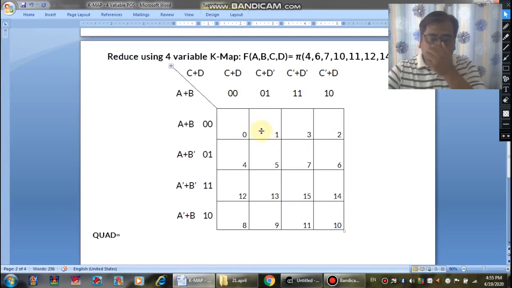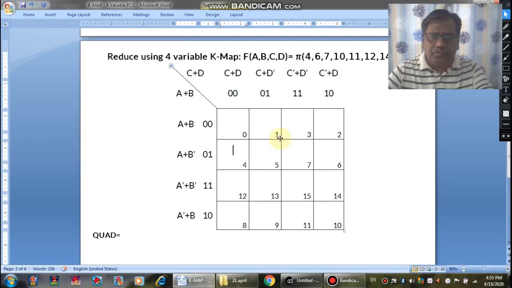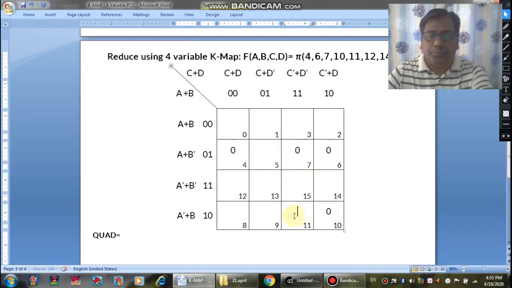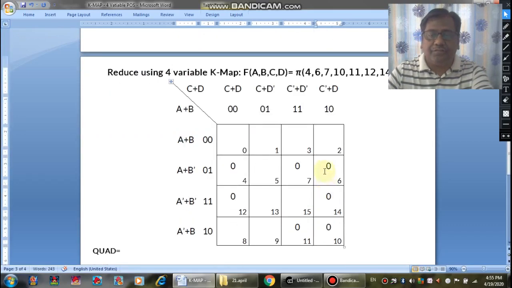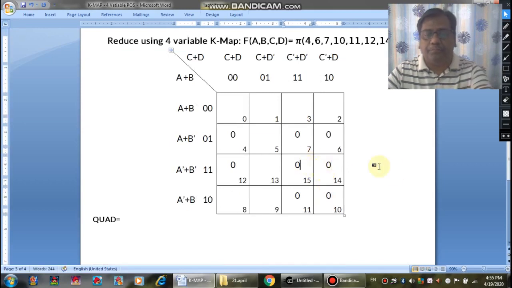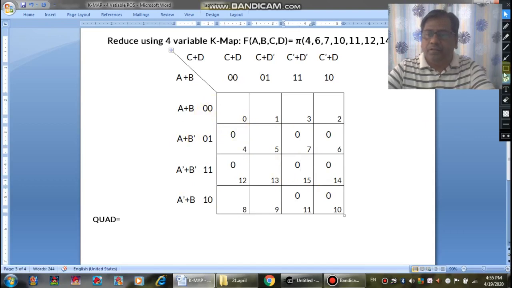The values which we have to plot here, POS, the structure is same. We have to plot 0 at 4, at 6, at 7, at 10, at 11, at 12, at 14, as well as at 15. This is what we are supposed to plot. The result is very easy to identify.